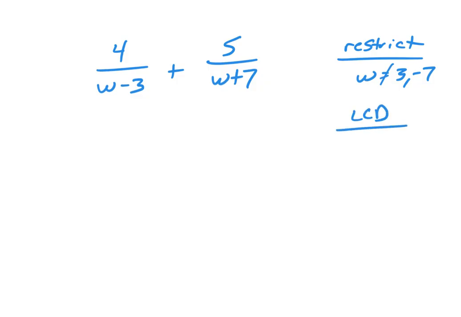Okay, the good thing about the binomials here is you don't really have to do much to them. You don't have to find a list of factors they both go into or anything like that, like we did on some of the first ones. Here, w minus 3 is a factor, w plus 7 is a factor. So what do you think my LCD is going to be?